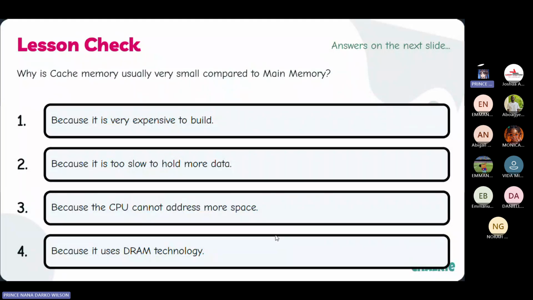Okay, are there any more ideas? But then the correct answer is the expense. Cache uses static RAM, and static RAM uses 6 transistors per bit, and it's very expensive to make. So because it is very expensive to build, that is why it's usually very small. And then DRAM is strictly used in main memory, okay? So that is not the right way to go.